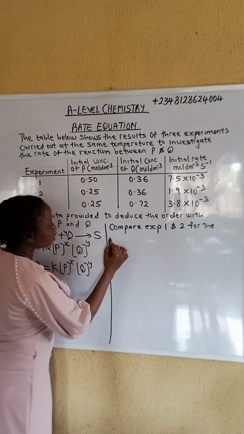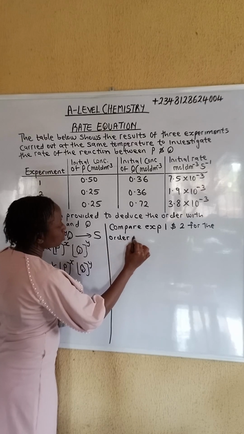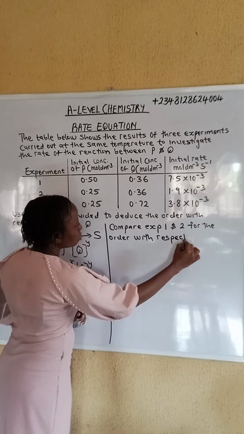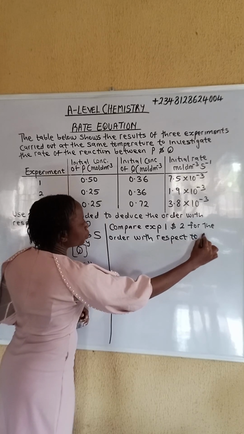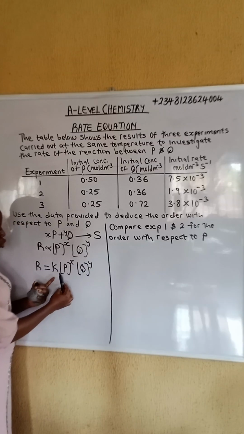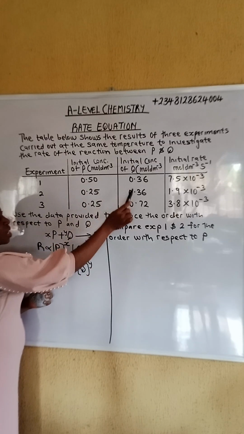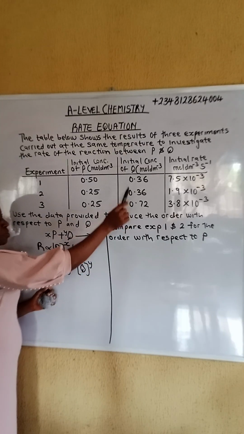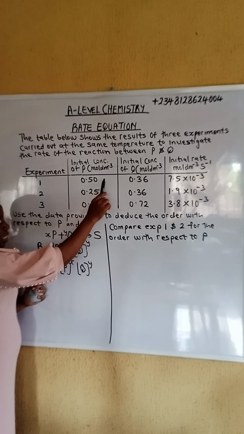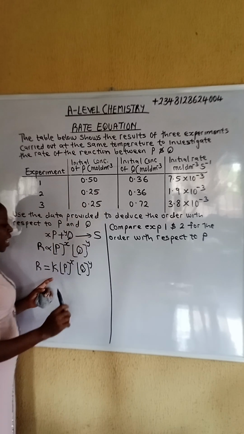For the order with respect to P. Now let's come back to our rate equation. Now we consider 1 and 2. We are going to consider experiment 1 and 2. So we are going to derive the equation for experiment 1, then we derive the equation for experiment 2. So let's do that.